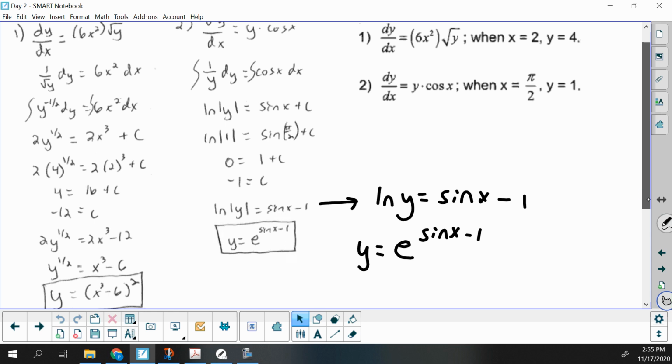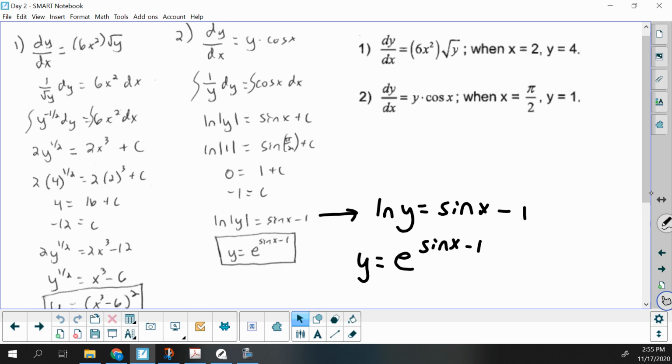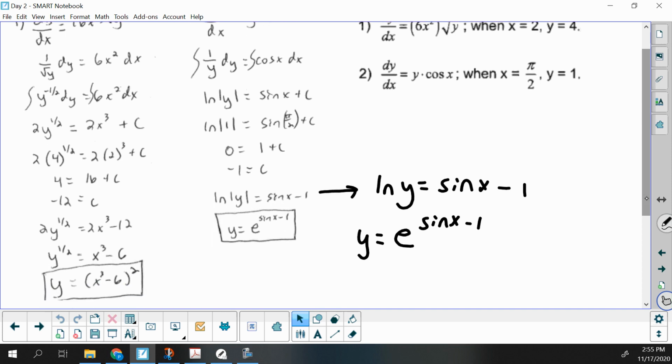other than the fact, so I guess I should say in the original differential equation, y can't be negative. But if you look in our equation, because it's squared, there's no way that y could be negative. So I guess we at least wanted to think about that y couldn't be negative, but there's no possible value of x in our equation that could make y negative.